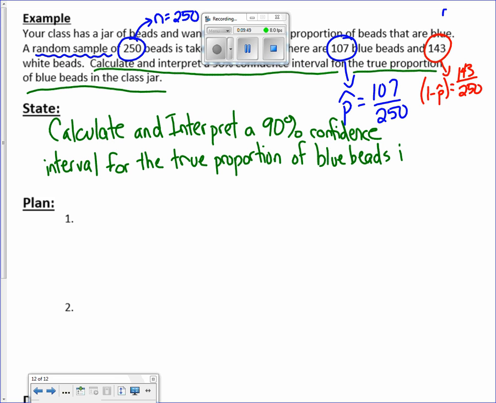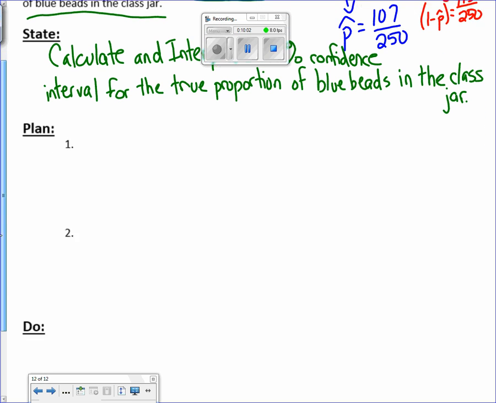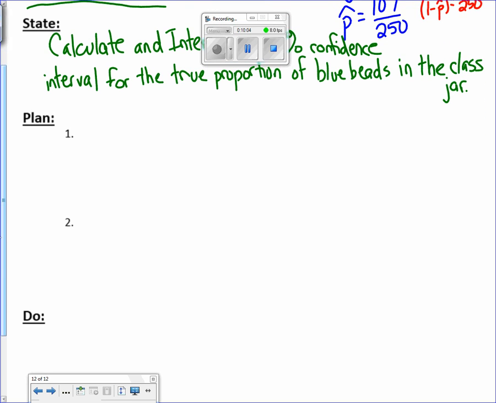in the class jar. Please don't moan and groan that you have to write all this down, because you're getting a full point for it. As Danny Kertner said, we get a whole point for just doing that. I said, yes, you do. Now, plan. What do we want to do? We need to calculate and interpret that 90% confidence interval.